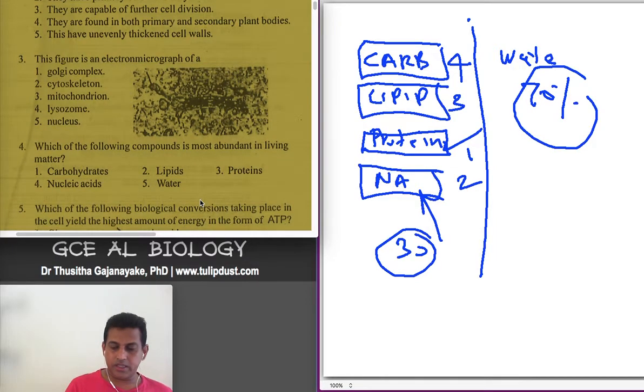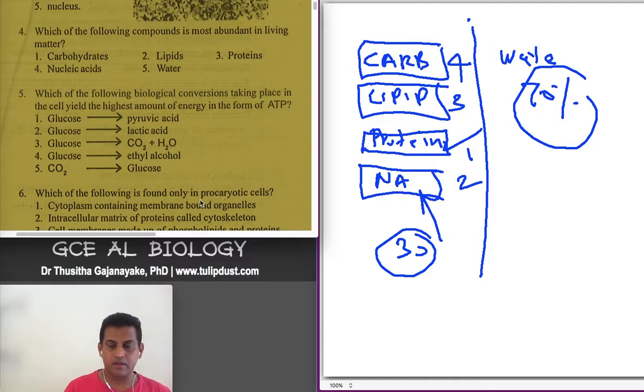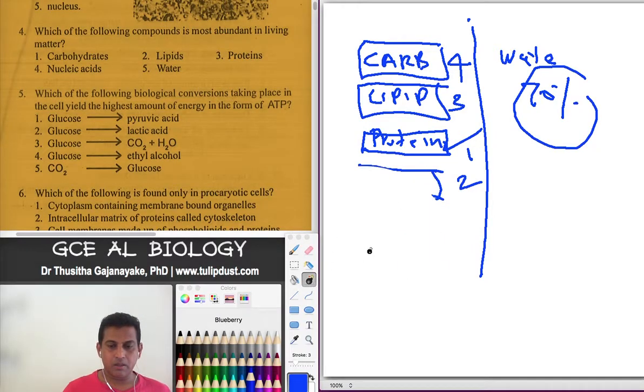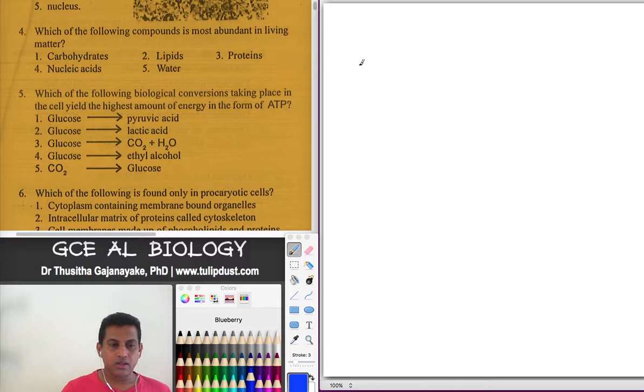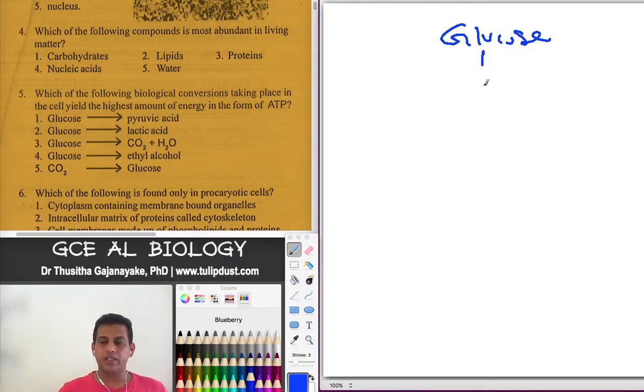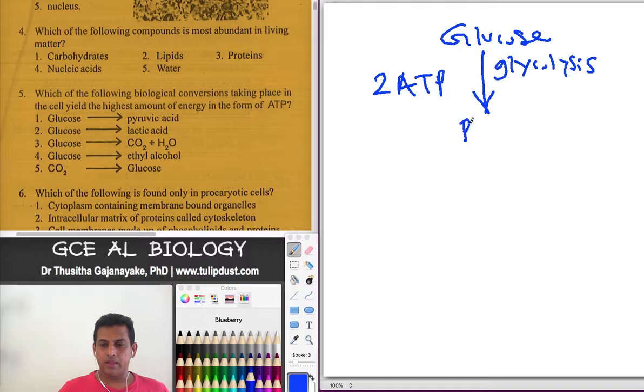We move into the next question. Which of the following biological conversions taking place in the cell yields the highest amount of energy in the form of ATP? So we have seen a glucose molecule enter into the oxidation. Glycolysis is the first step. Glycolysis net ATP production is 2 ATP. Then they make pyruvate.